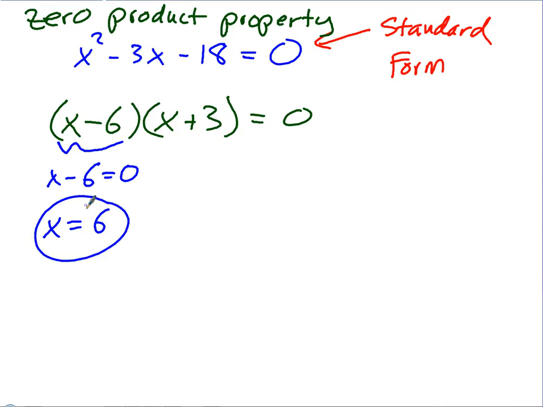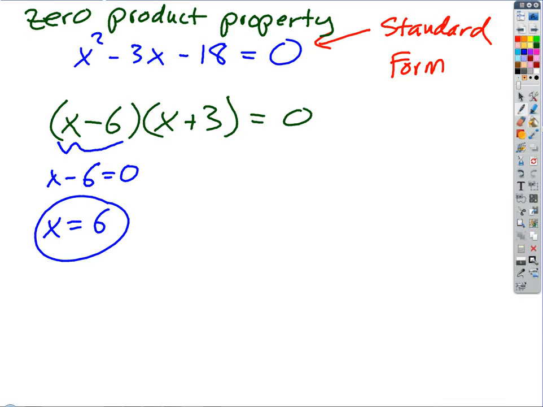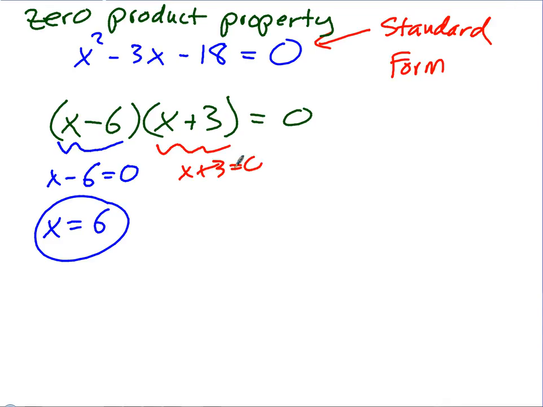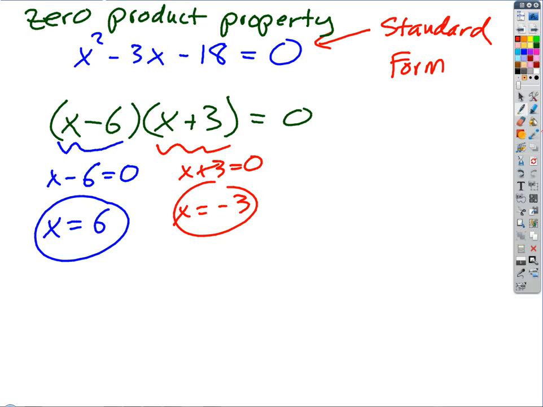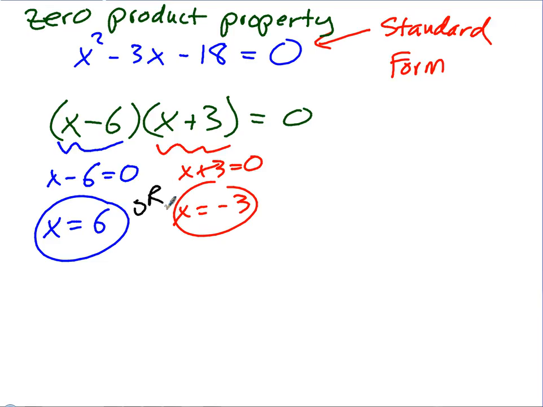Okay, there's the left-hand case. That's the value of x that made my left hand 0. What about the right hand? -3. Yeah, here we've got x plus 3 needs to equal 0. So x equals -3. So how about that? Those are the two solutions. Isn't that cool? That's the zero product property.